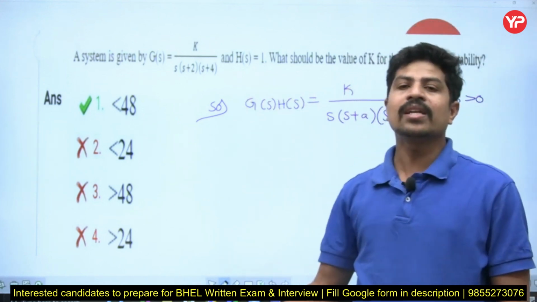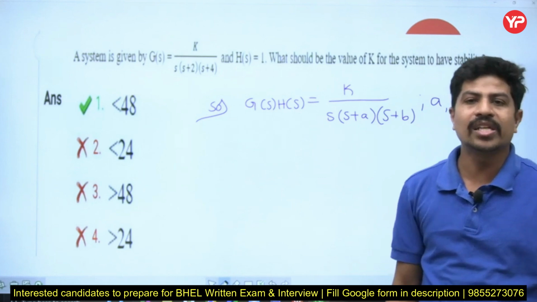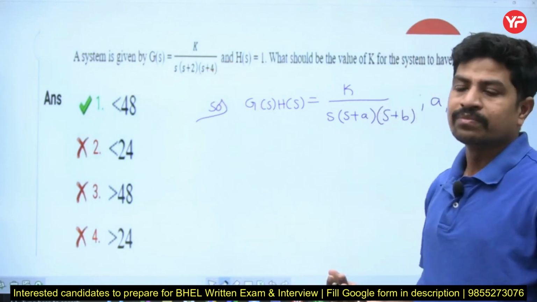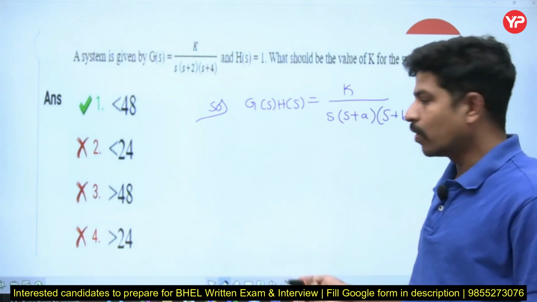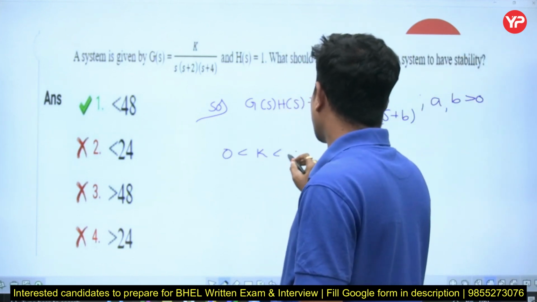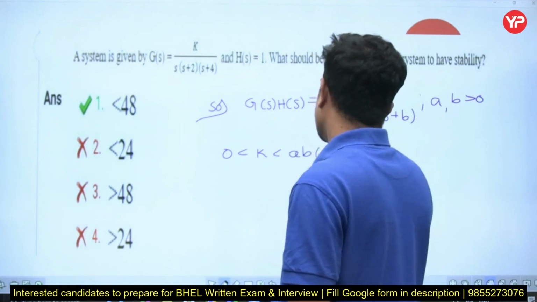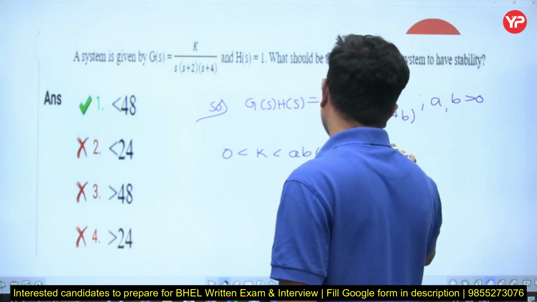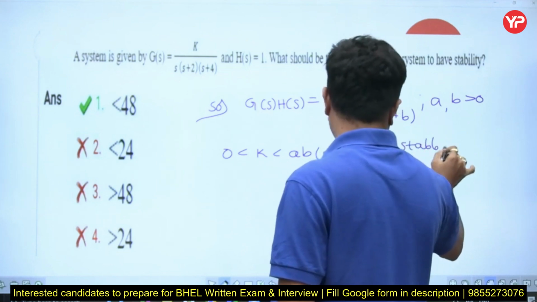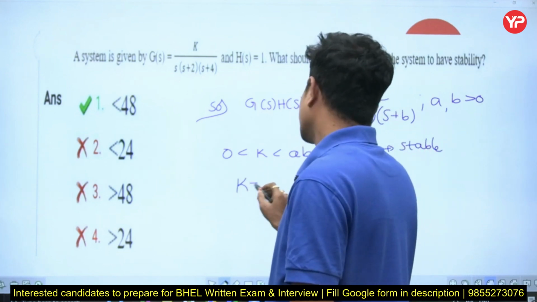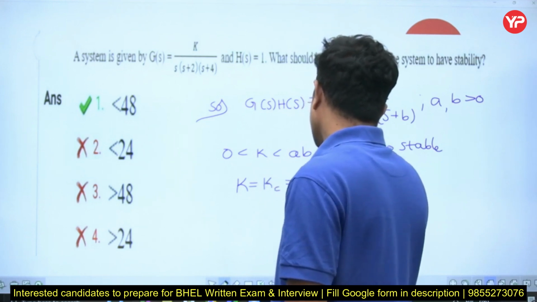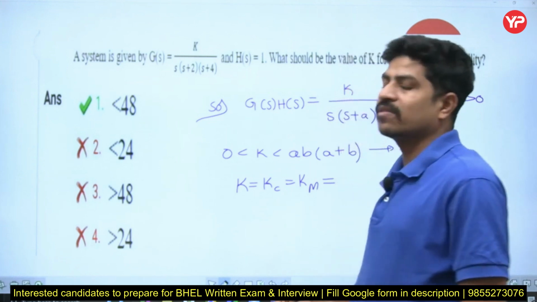I am not going into detail about the RH criteria. Just for this kind of structure, in classes we will derive. In classes I already derived it. The condition for stability is 0 less than K less than AB into A plus B. System is stable. Let me write all three conclusions. K is exactly equal to Kc, or I call it Km. Kc stands for critical gain, Km stands for marginal gain.